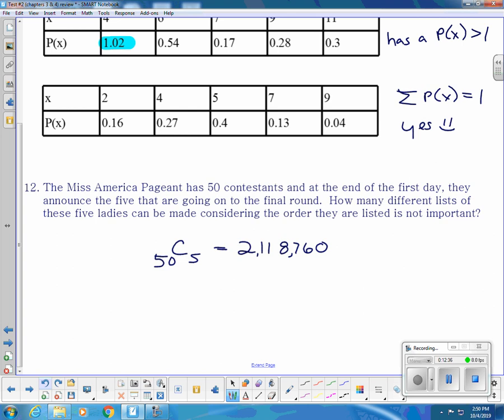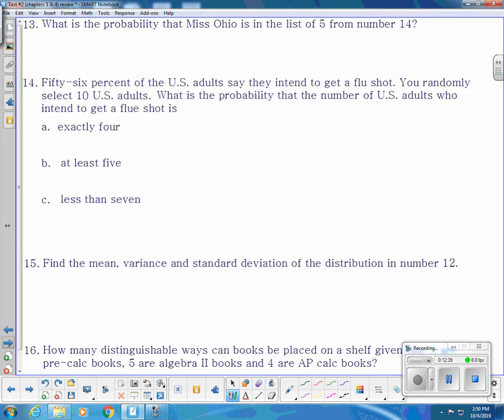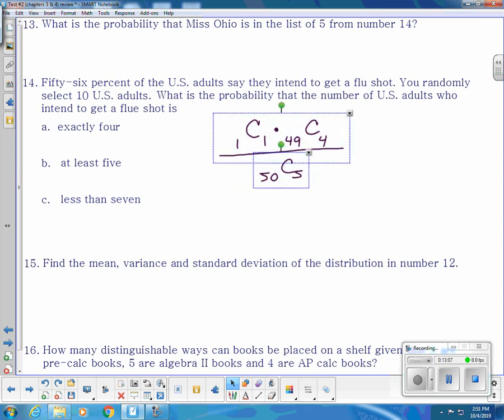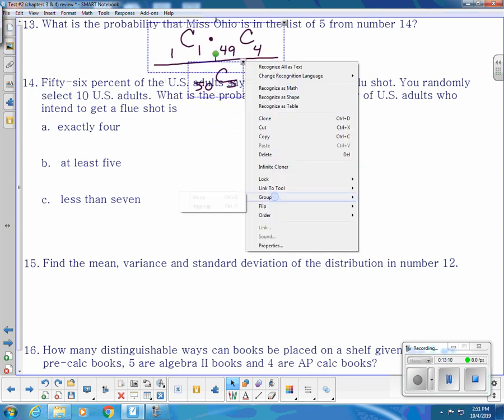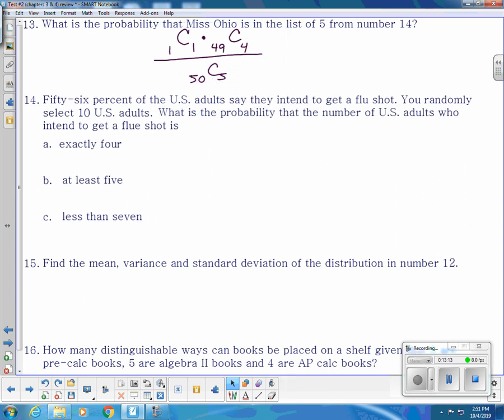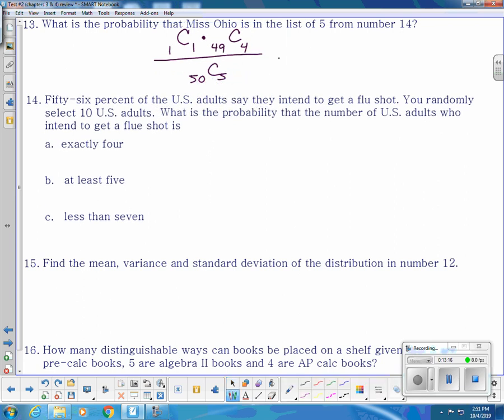Okay. Here we go. What's the probability that Miss Ohio is in the list of the 5 from number 4? It's kind of like the football question, if you want to think of it. On the top, we have to split the ladies into people from Ohio. There's 1 from Ohio. I'm going to pick 1. And there's 49 other contestants that I have to choose 4 from. And there's 50 that I'm choosing 5 from. Okay, if that makes sense. That's how we're going to do that. And then if you put that in your calculator, you get 0.1.